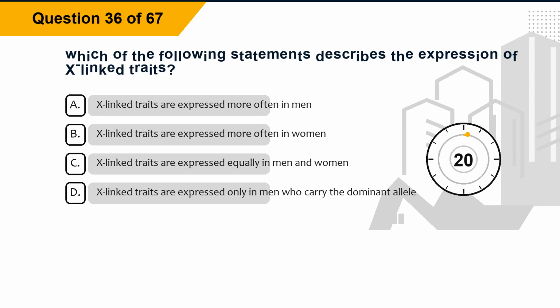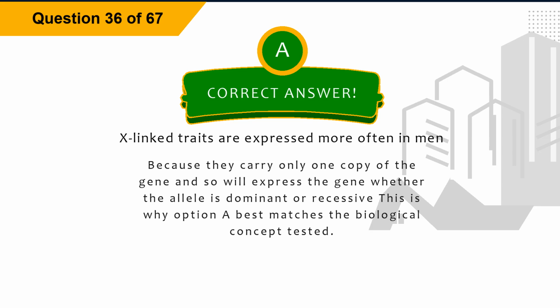Question 36. Which of the following statements describes the expression of X-linked traits? Option A, X-linked traits are expressed more often in men. Option B, X-linked traits are expressed more often in women. Option C, X-linked traits are expressed equally in men and women. Option D, X-linked traits are expressed only in men who carry the dominant allele. The correct answer is option A, X-linked traits are expressed more often in men.